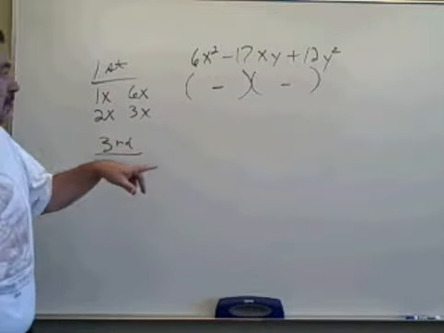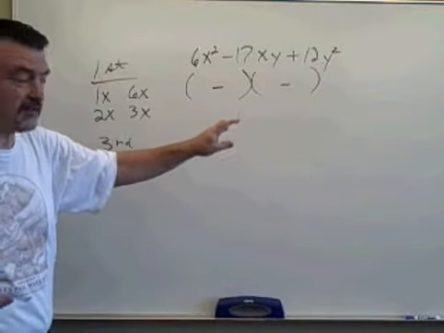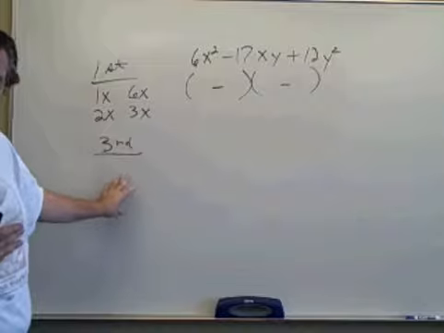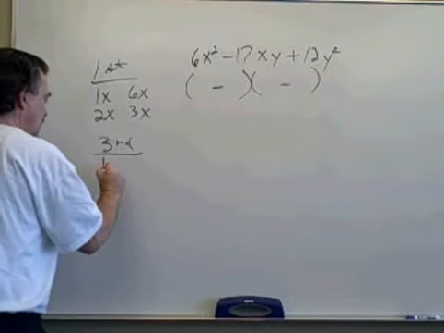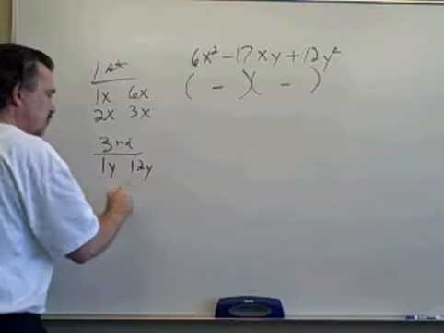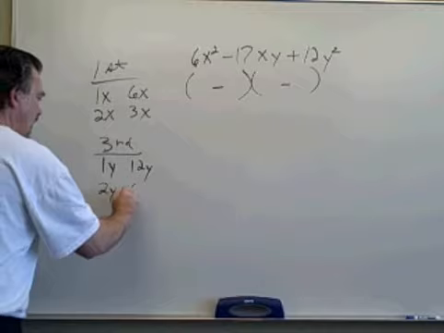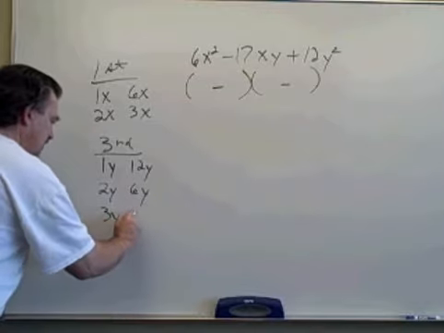Now I list the factor pairs of the third term. Well, notice the third term has a variable in it, 12y squared. So I have to account for the variable in these factor pairs. The way to get 12y squared, one way to do that would be 1y times 12y, right? That would give me 12y squared. 2y times 6y, that would give me 12y times y is y squared. And 3y times 4y.